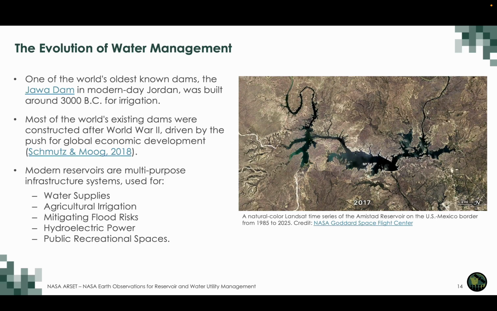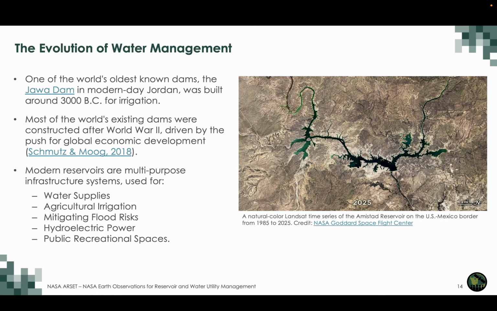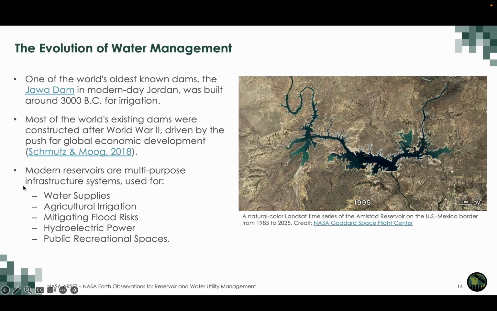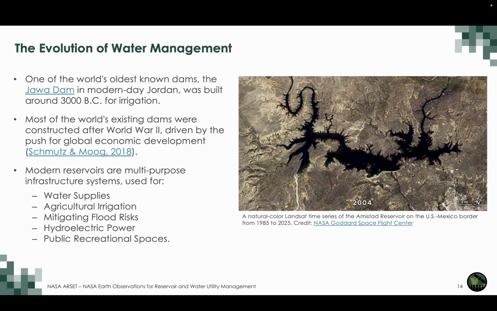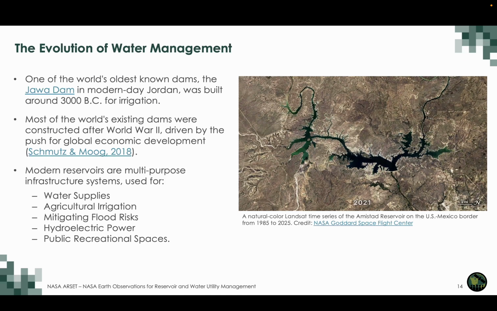Most of the world's existing dams were constructed after World War II, driven by the push for global economic development. Modern reservoirs are multi-purpose infrastructure systems, and they are used for water supplies, agricultural irrigation, mitigating flood risks, hydroelectric power generation, and public recreational spaces.